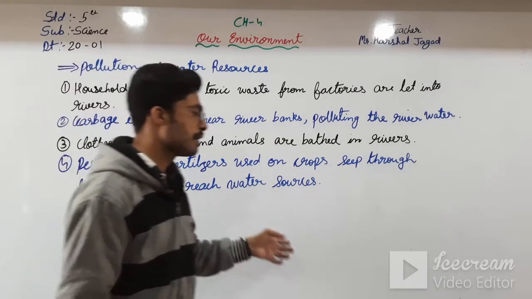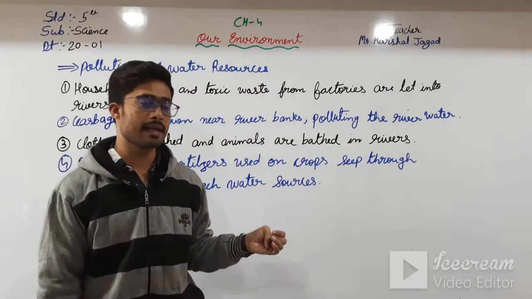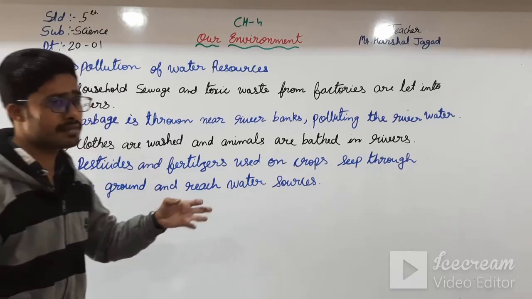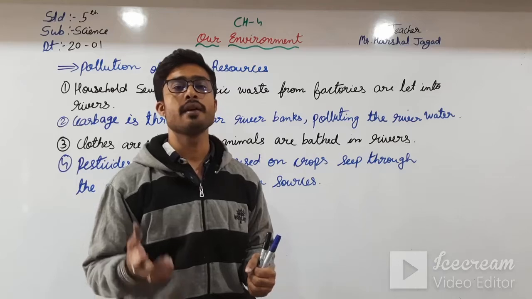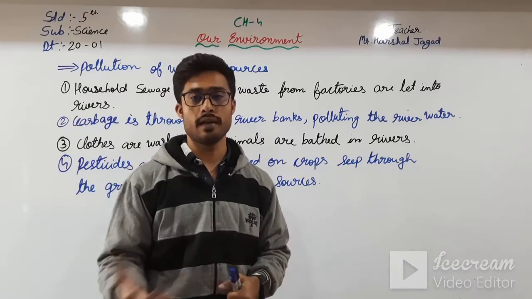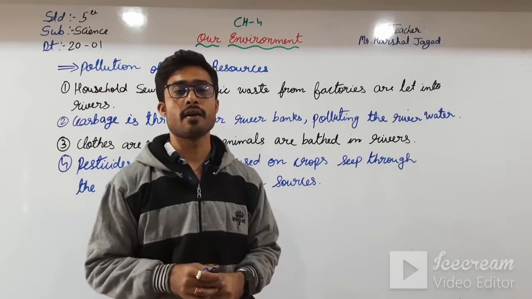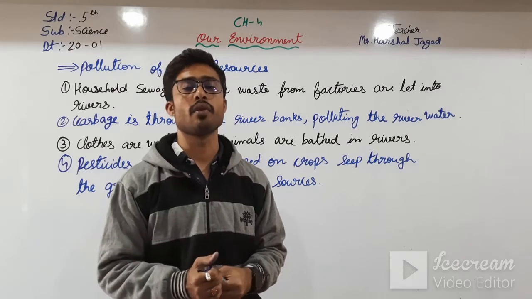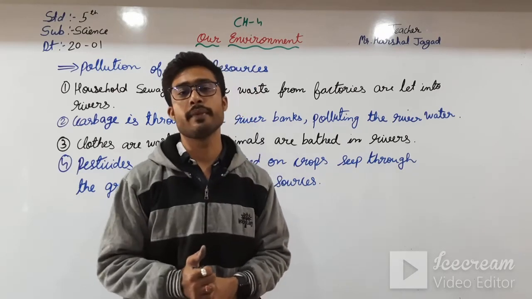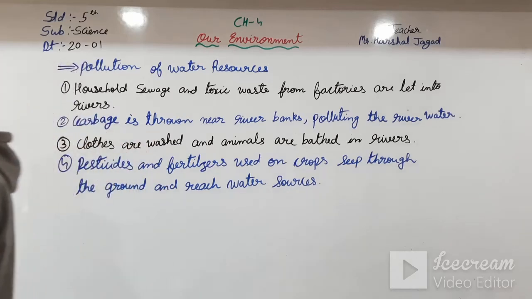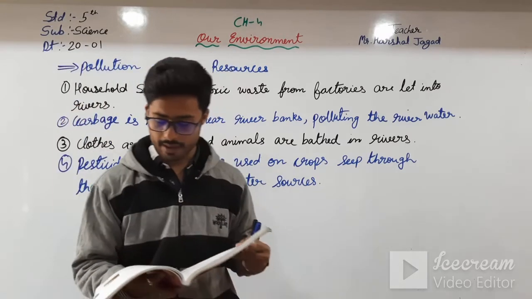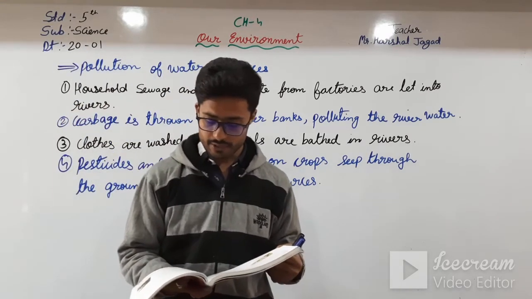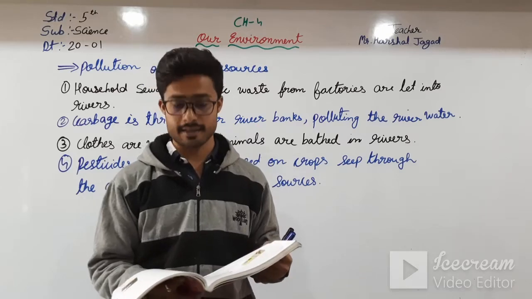Then the fourth one is pesticides and fertilizers are used on the crops, seep through the ground and reach the water resource. Here we know that pesticides and fertilizers are used, and then this mixes with the ground and moves through the ground and increases in the ground, which also harms the water and pollutes it. So these are the main 4 points. And then moving further, all this must be stopped. Stagnant water, a breeding ground of mosquitoes, must be drained away with disinfectant.